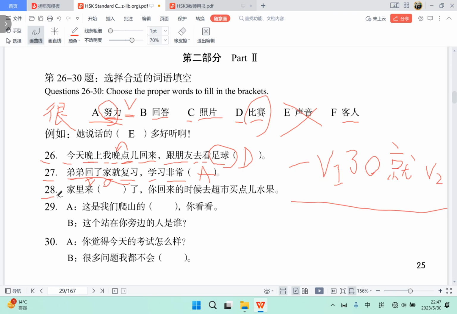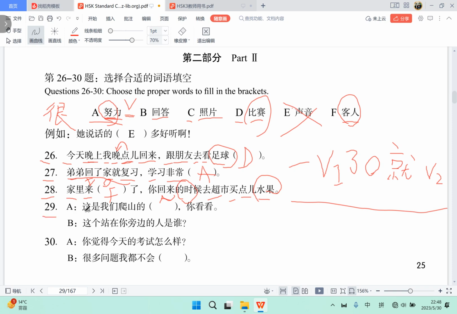Okay, second one, sorry, 28. 家里来了什么什么. So at home, there are some guests who came, 来了客人. 你回来的时候去超市买点水果. So when you come back, you go to the supermarket and buy some fruit. Okay, because there are guests, so we have to treat them.